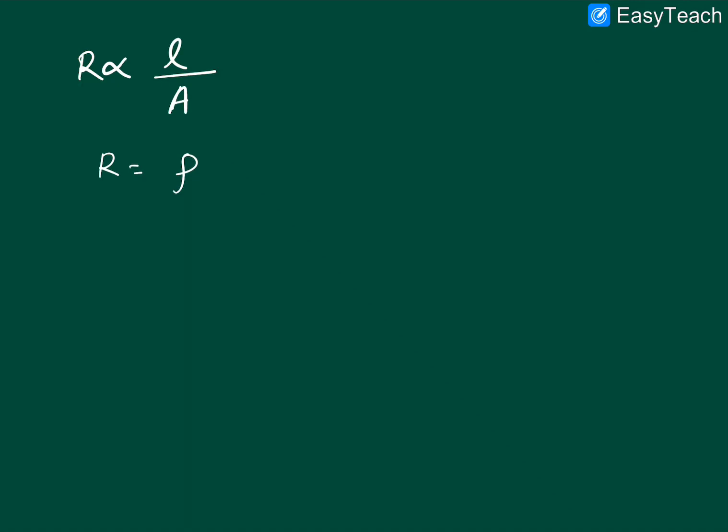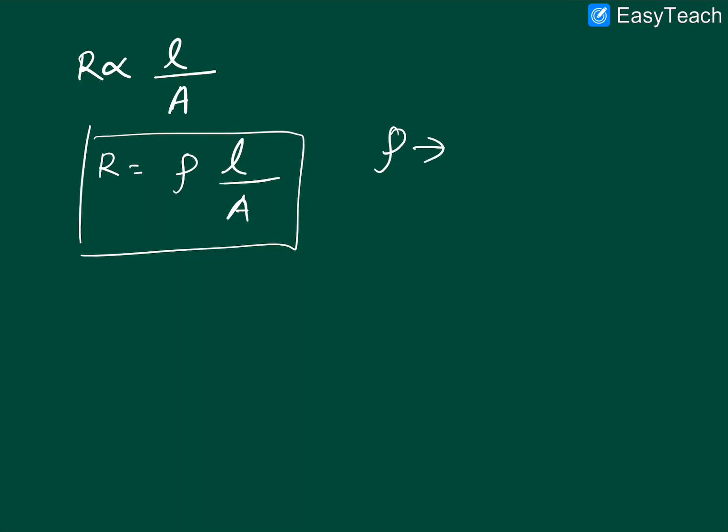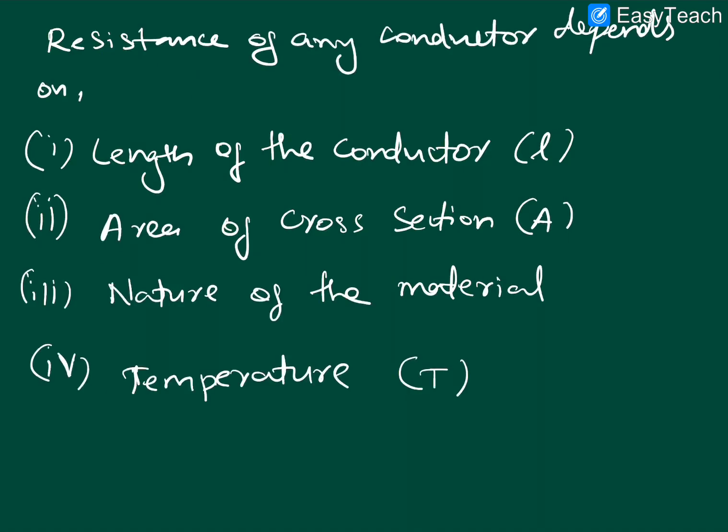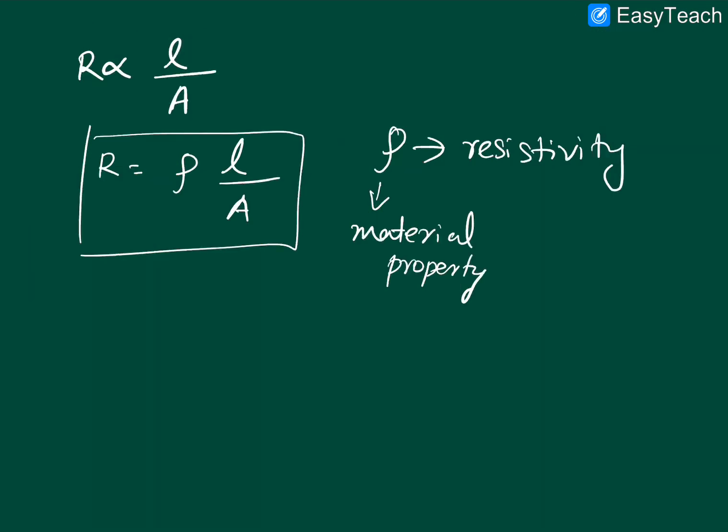So R is equal to a constant multiplied by L by A, where the constant is called resistivity, and this will be a material property. Resistivity will be a material property. So this will be deciding the third case, that is nature. Nature means resistivity will be different for different materials, so rho will determine its resistance in this way. Okay, so you got all the three factors: resistivity, that is nature, length, and area of cross section.